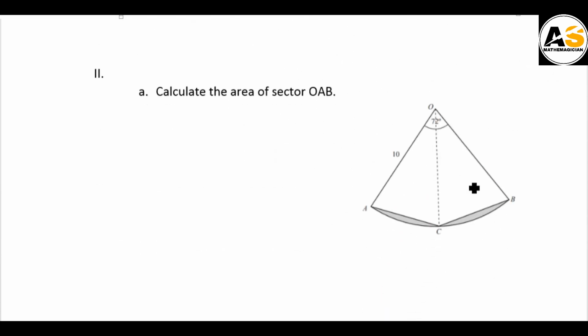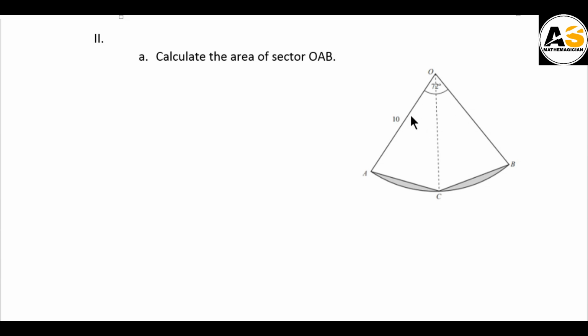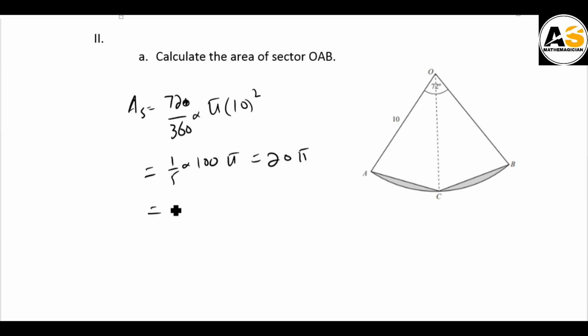In the second part, we have to find area of sector AOB, this total area. What is formula for area of sector? Central angle 72 over 360 into pi r square, r is 10. So this will be 1 by 5 into 100 pi, which will be 20 pi. With the help of calculator, we will write it as 62.83, approximately equal to 62.9 centimeter square. This is area of the sector.